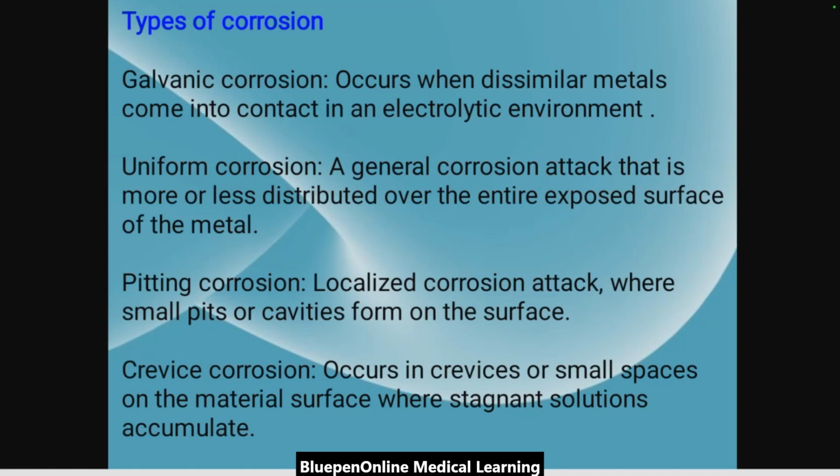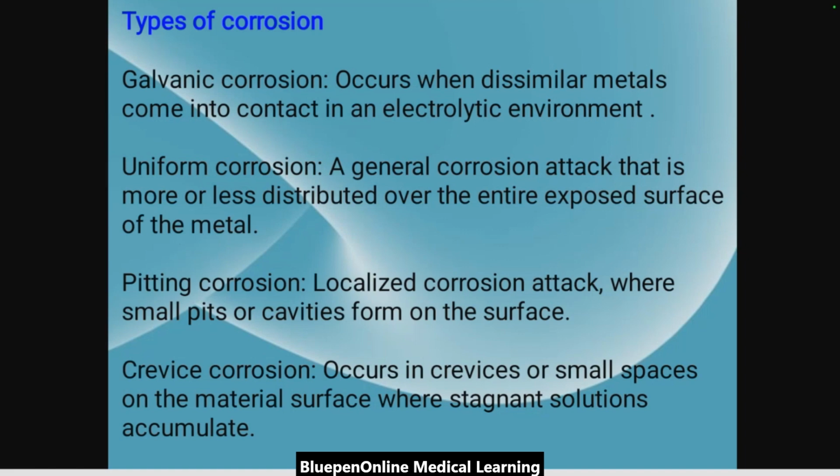There are different types of corrosion that can occur. First one is galvanic corrosion. It occurs when dissimilar metals come in contact within an electrolyte environment like the oral cavity, where saliva will act as an electrolyte medium. When you have any gold restoration in the opposite tooth and now the antagonist tooth is being restored with silver amalgam, then corrosion will occur with the silver amalgam restoration.